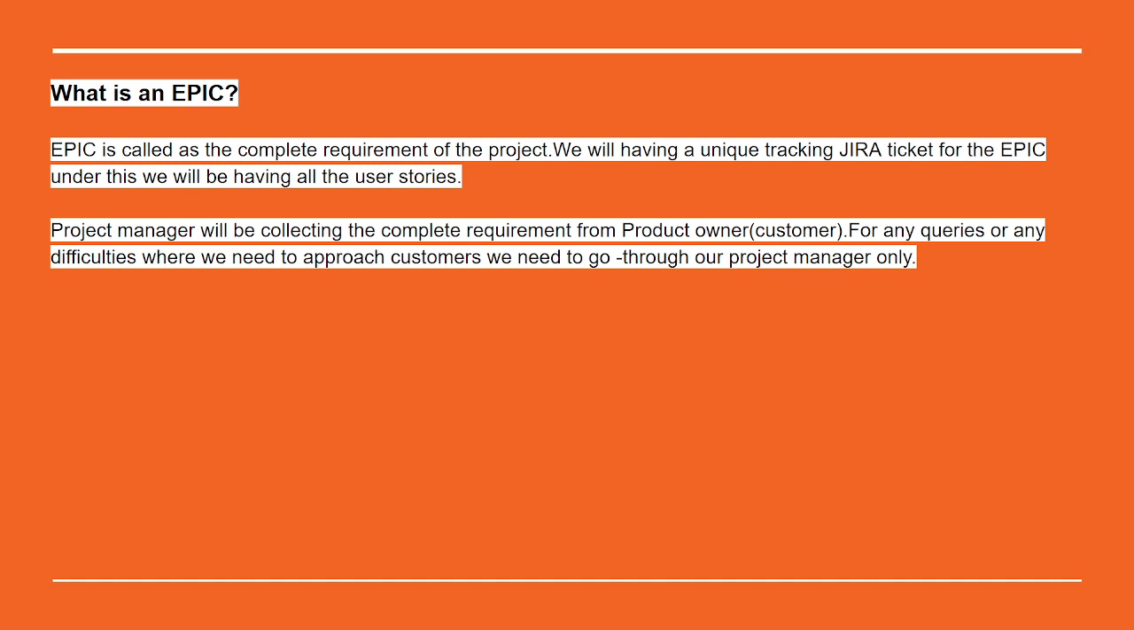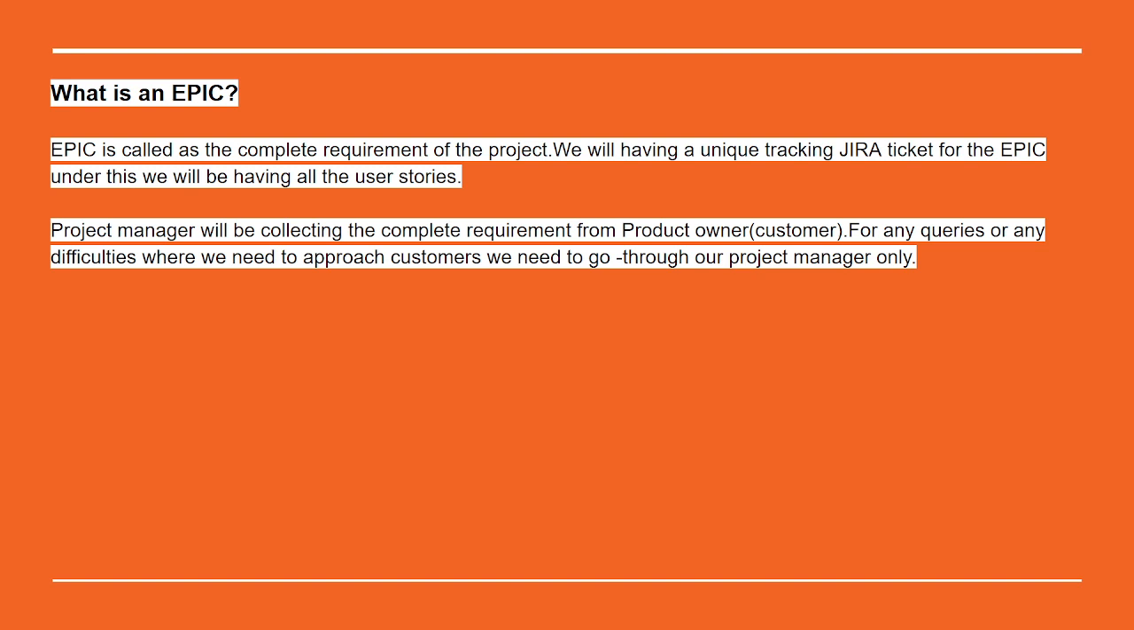So an epic is a complete requirement of the project. We'll have a unique tracking Jira ticket for the epic. Under this, we'll have all the user stories. So the epic is the complete requirement. With the words complete requirement, we can understand that the project's complete requirement is called an epic. Under this, we'll be splitting all the modules, and that is called user stories. Splitting the module is called user stories.